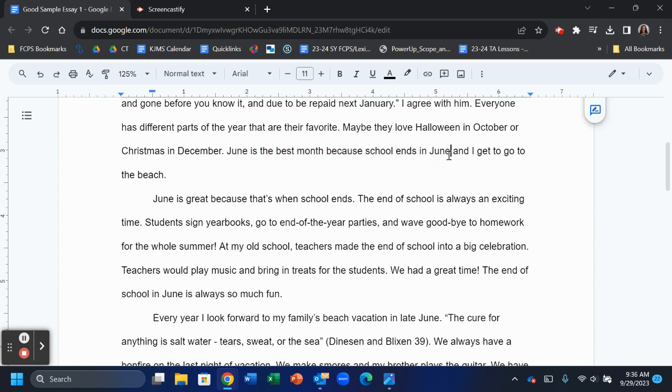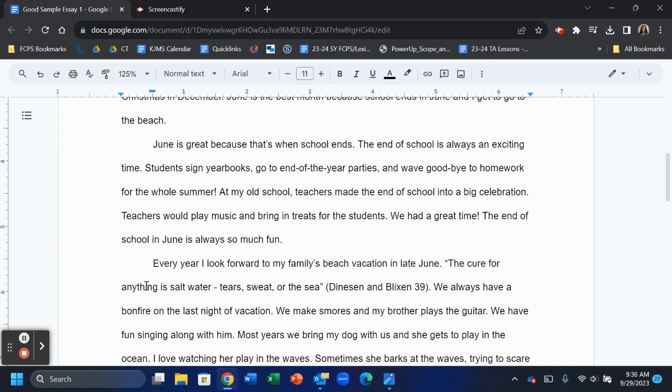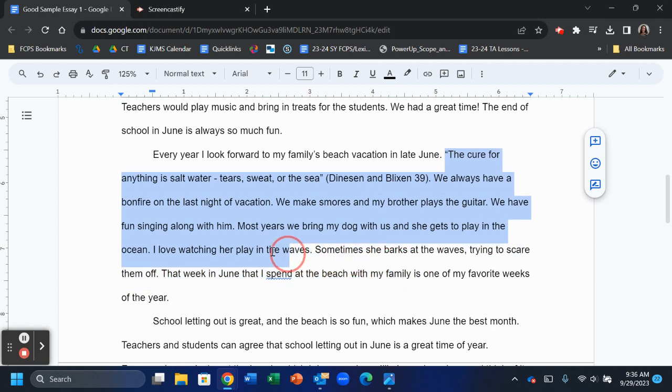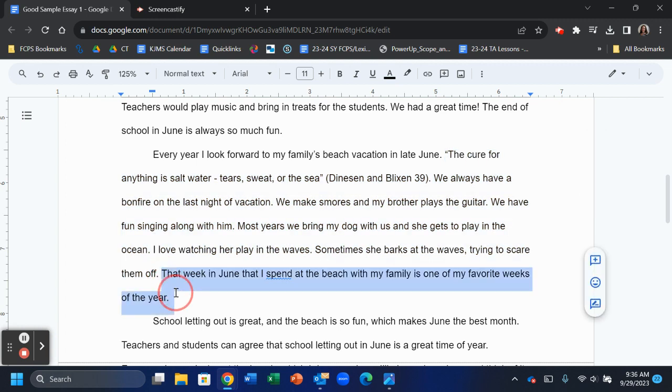The next body paragraph is going to support the other part of the thesis statement, that June is great because I get to go to the beach. We'll go through that one really quickly. I have a topic sentence. Every year I look forward to my family's beach vacation in June. I have some supporting details, including the things I love about the beach and a quote to help give some other support to my argument. And I have a concluding sentence.